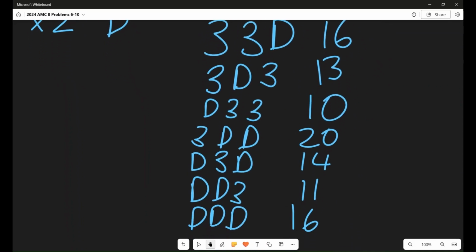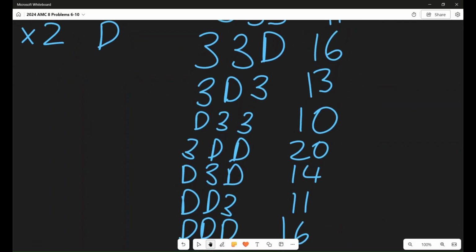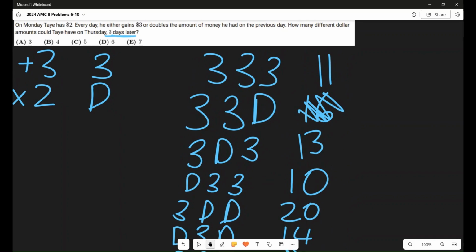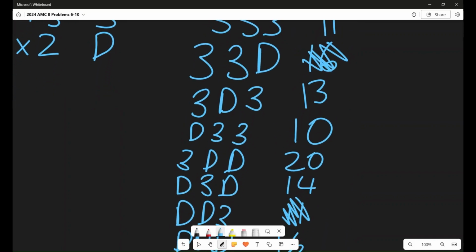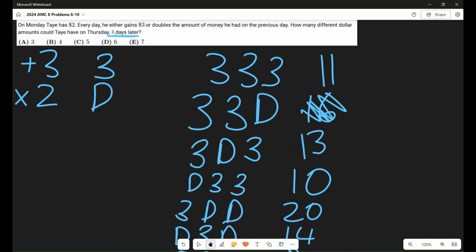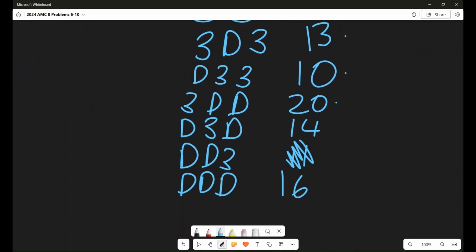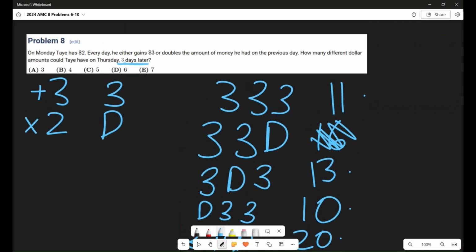So in this, we have 2 11s, so we'll remove one of them. We have 2 16s, so we'll remove one of them. And that is all. So we can just count up the solutions. 1, 2, 3, 4, 5, and 6. So there's 6 solutions. We can bubble in D. Keep going.